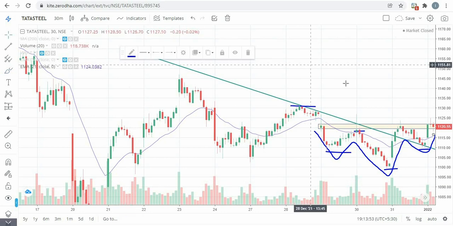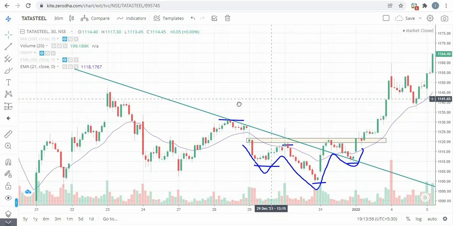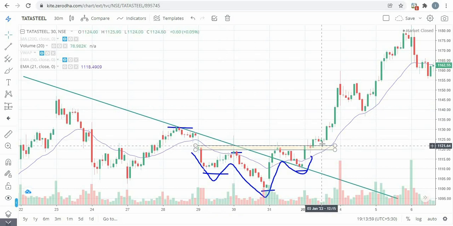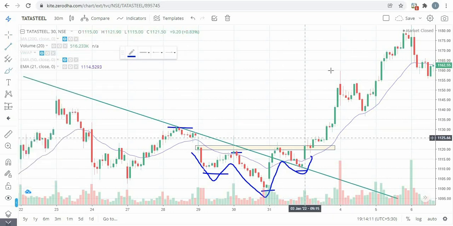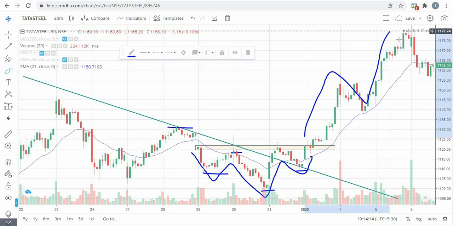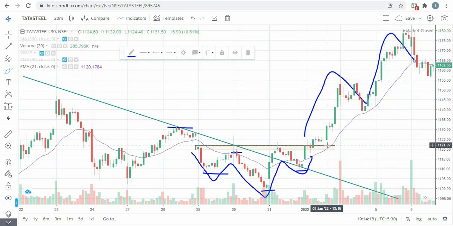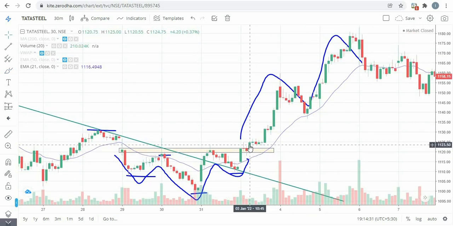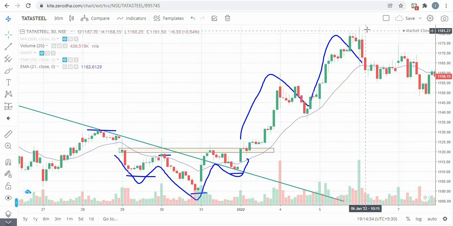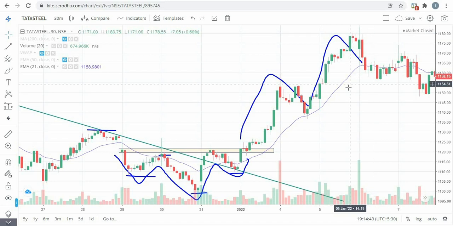So what happened after this? Our entry would have been around here, around 1120 levels. Now it moved up, then retraced back, then moved up and retraced back. It was also following the 20 period moving average. If we had entered here around 1123 levels, we could have moved up towards 1180 levels. It would have given us a good chunk of the move.